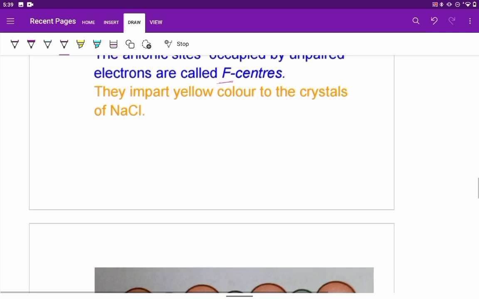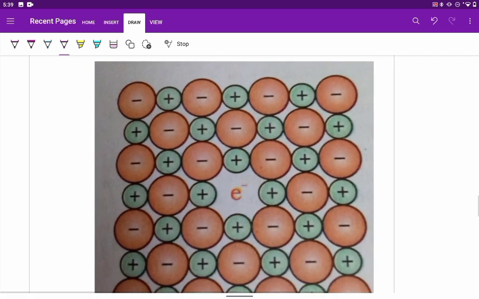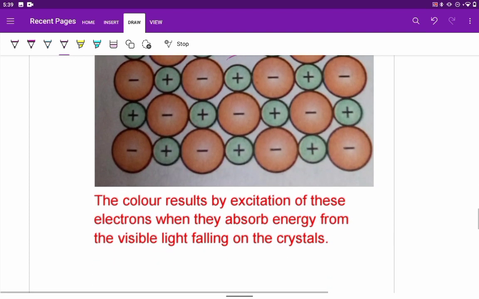Now, how will this come about? You see in this figure, there is an electron. Earlier there was some anion here, but now there is an electron here. This anionic site is occupied by an unpaired electron. Now why did I say that it will get yellow color? Because of this we get yellow color in the crystals of NaCl.